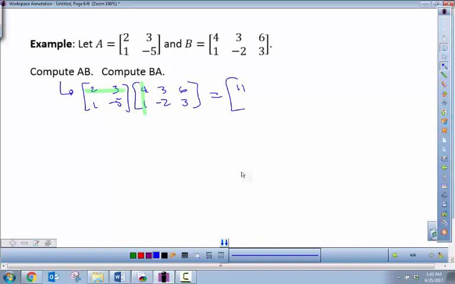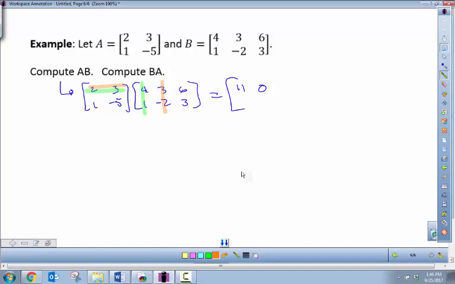And then let's do another one. I'm going to run out of highlighter color here. So the first row, the second column, that would be in my 1, 2 slot. I have 2 times 3 is 6, and 3 times negative 2 is negative 6. You add that, and 6 minus 6 is 0.